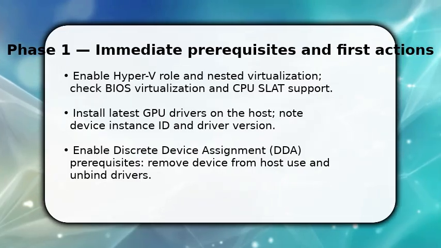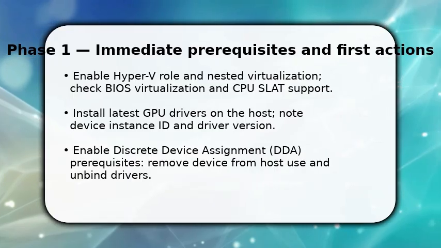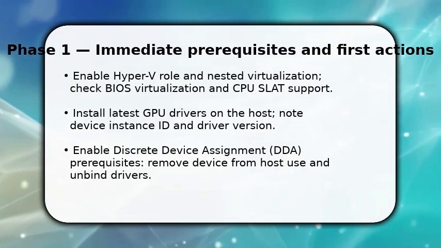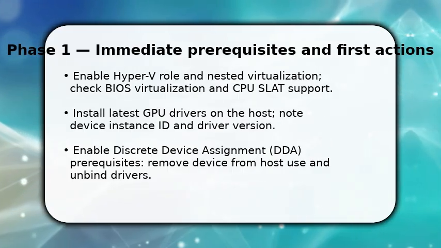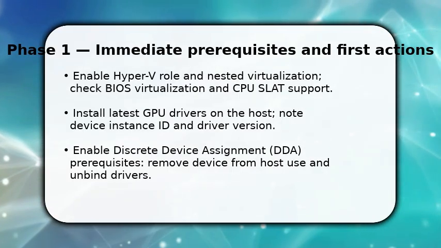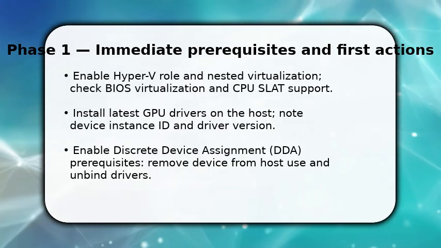You start on the host, enable Hyper-V and confirm CPU virtualization because nested VM access relies on it. Once done, install the latest GPU drivers so the host recognizes the card. Record the device instance ID.